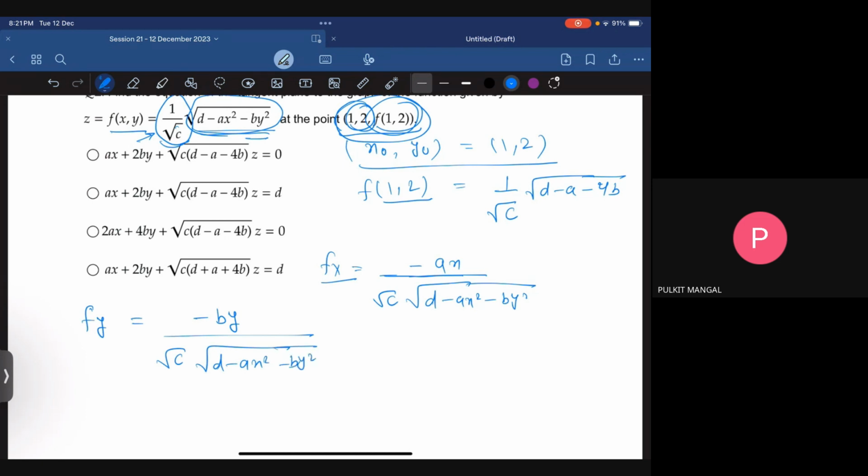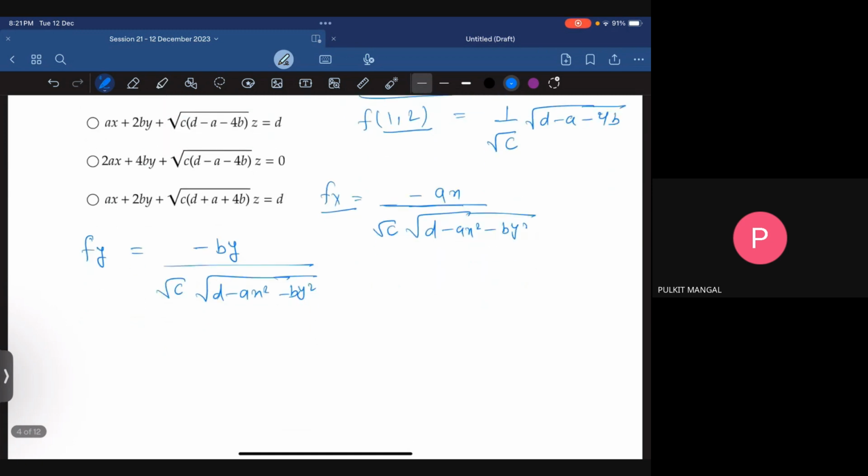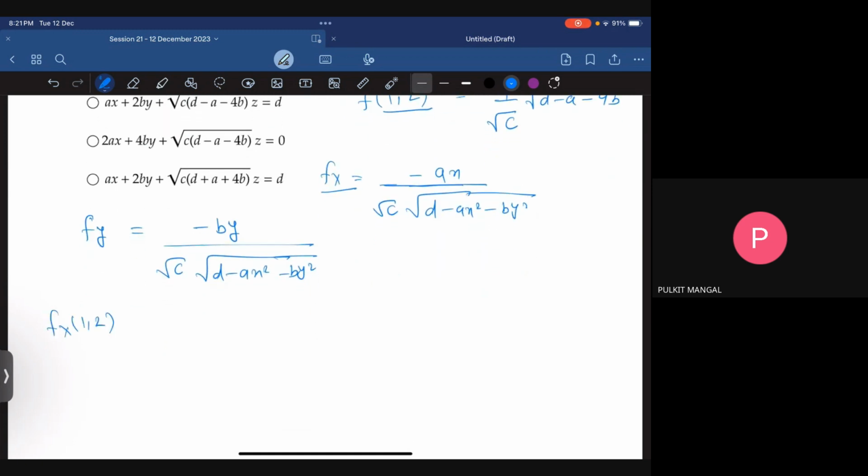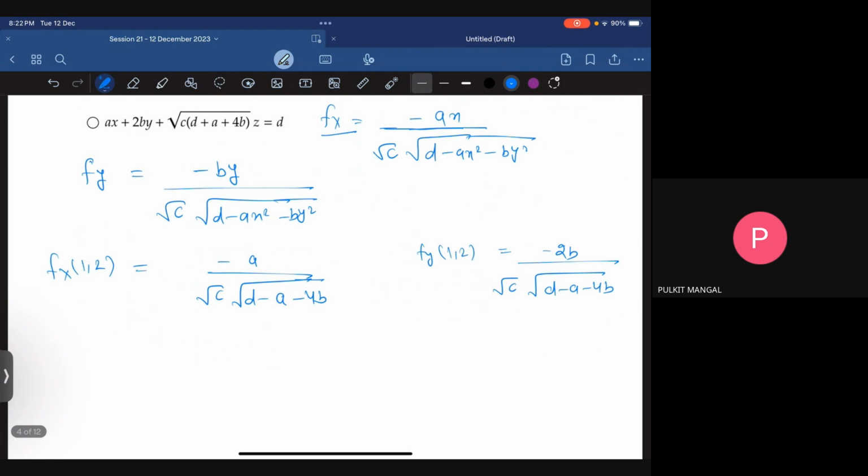The point on which we are finding the tangent is 1 comma 2, so we need to find the derivative at that point only. So fx at 1 comma 2 would be minus a upon under root c under root d minus a minus 4b. Similarly, fy at 1 comma 2 would be minus 2b divided by under root c times d minus a minus 4b. Let's write t equal to under root c times d minus a minus 4b.